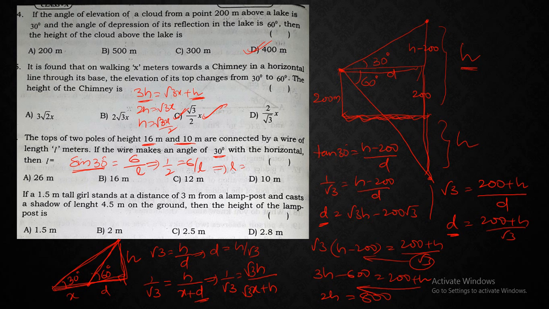L is equal to 12 meters. So what is the answer? L is equal to 12 meters. So if you can draw the figure, you can directly draw and get it, right? Next, one more question.